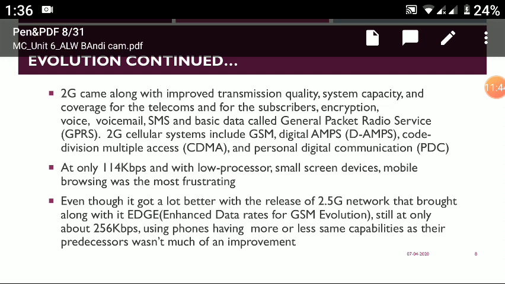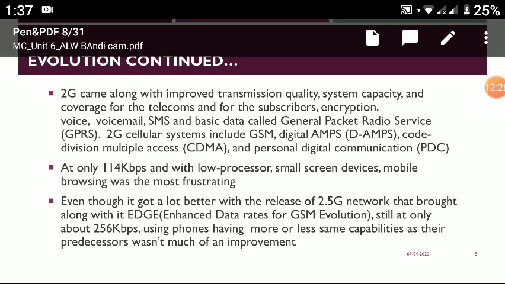The 2G came along with improved transmission quality, system capacity, and coverage for the telecom, and for the subscriber: encryption, voicemail, SMS, and basic data called General Packet Radio Service, that is called GPRS. The 2G cellular system also includes GSM, digital AMPS, that is DAMPS, code division multiple access, that is CDMA, and personal digital communication, PDC. So ultimately, the 2G generation is very advanced compared to 1G.